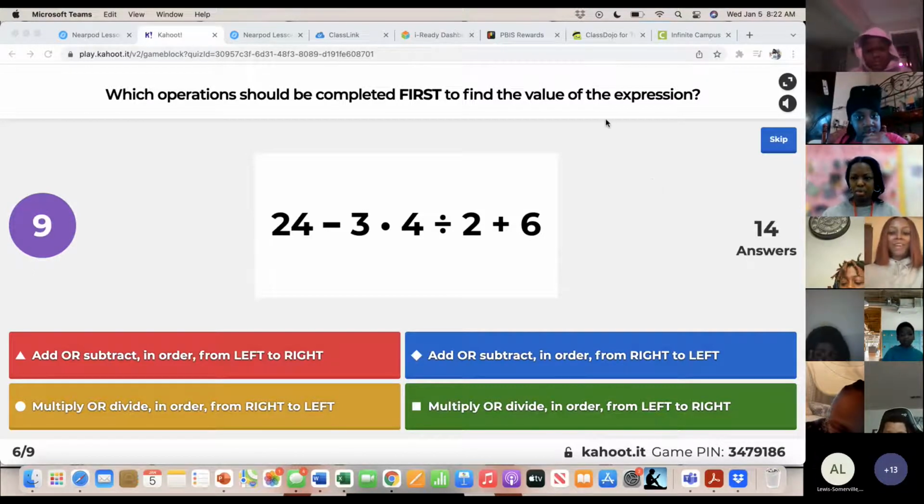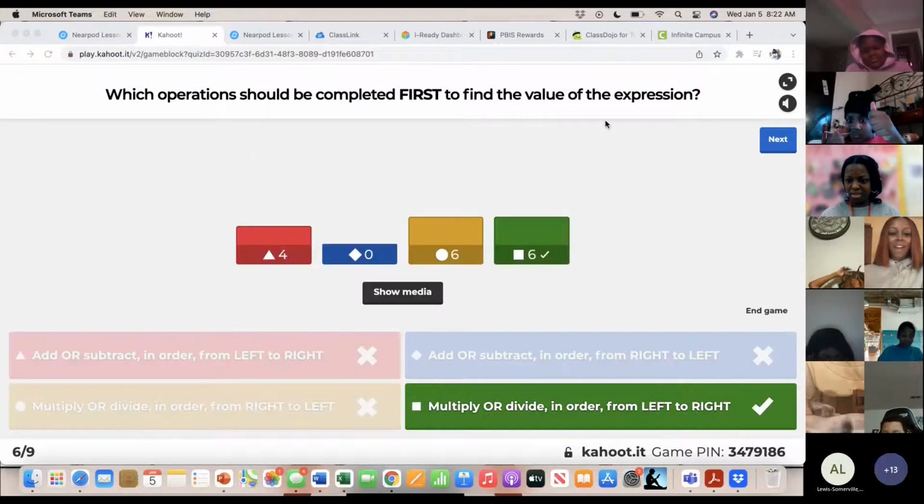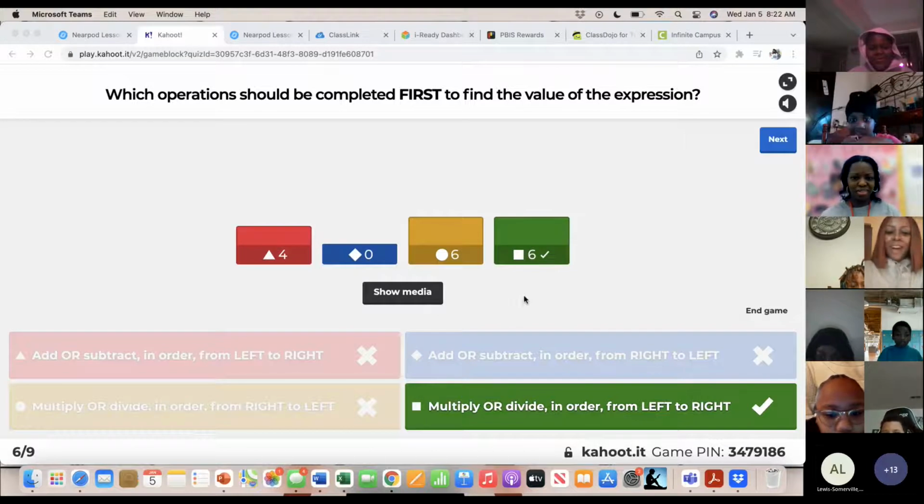Chris got his thumbs up. He thinks he got it right. Anybody else think they got it right? We got 5 seconds left. I see some answers still coming in. Maisha thinks that she got it right. Okay. We got six. So make sure.